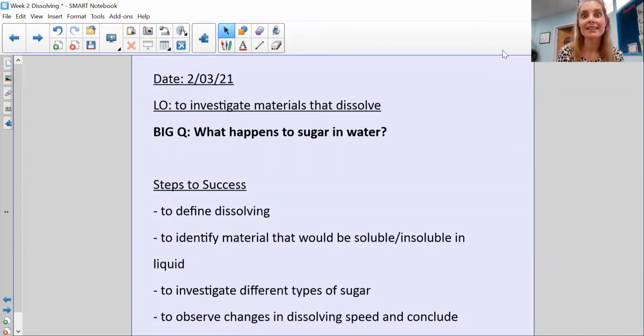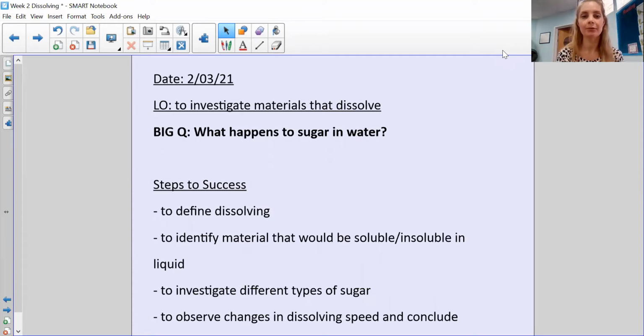Today is going to be a really exciting lesson because we're going to be doing a little investigation and a little experiment. So our learning objective today is to investigate materials that dissolve, and we're going to be looking specifically at what happens to sugar in water. And some of you might have some predictions about that already. That is your big question, okay?